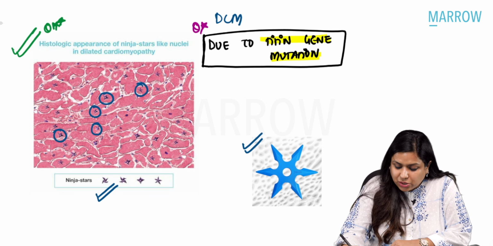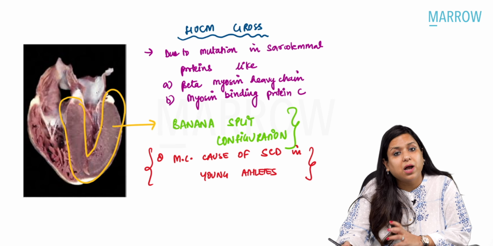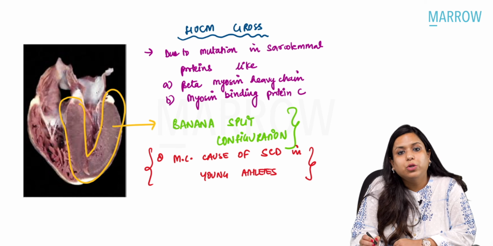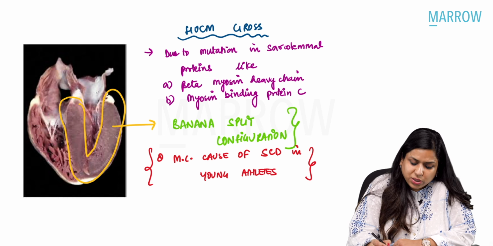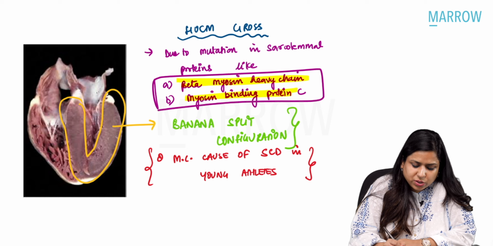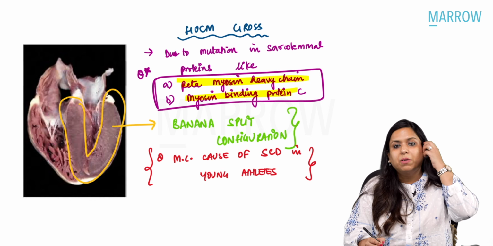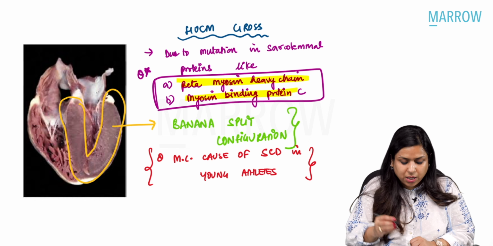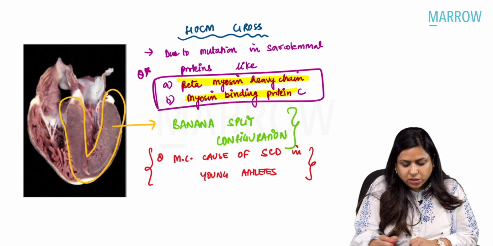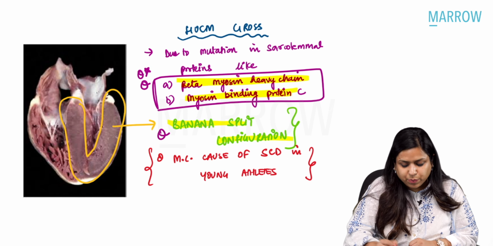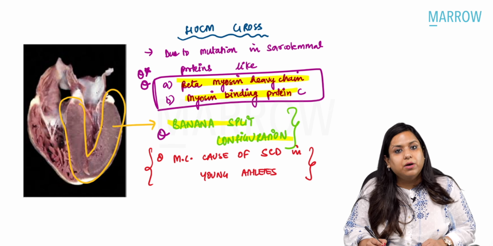Done? Then students, if my patient has hypertrophic cardiomyopathy, remember most of the patients are due to a genetic cause. What are the 2 genes that can be affected? Beta myosin heavy chain and myosin binding protein C. So that is the next MCQ. The genes which can be affected are beta myosin heavy chain and myosin binding protein C. And grossly it will show banana split configuration. Next MCQ: banana split configuration is seen in HOCM.